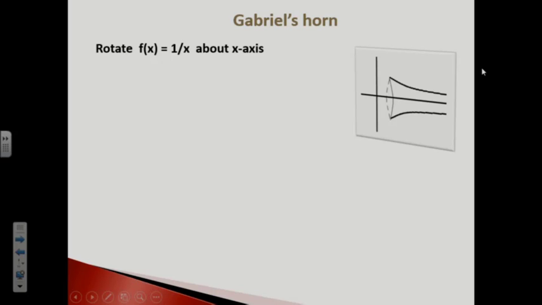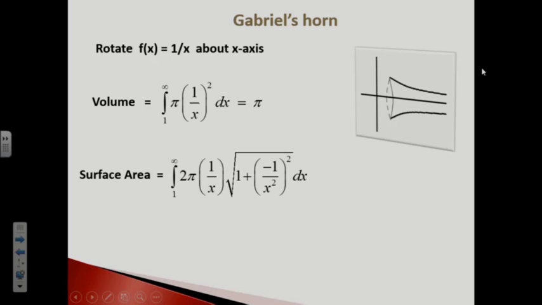We will use improper integrals to prove these facts. We will find the volume by using the disk method. The result is pi. The surface area is calculated by the integral from 1 to infinity of 2 pi multiplied by 1 over x multiplied by the square root of 1 plus 1 over x squared, and this integral diverges.